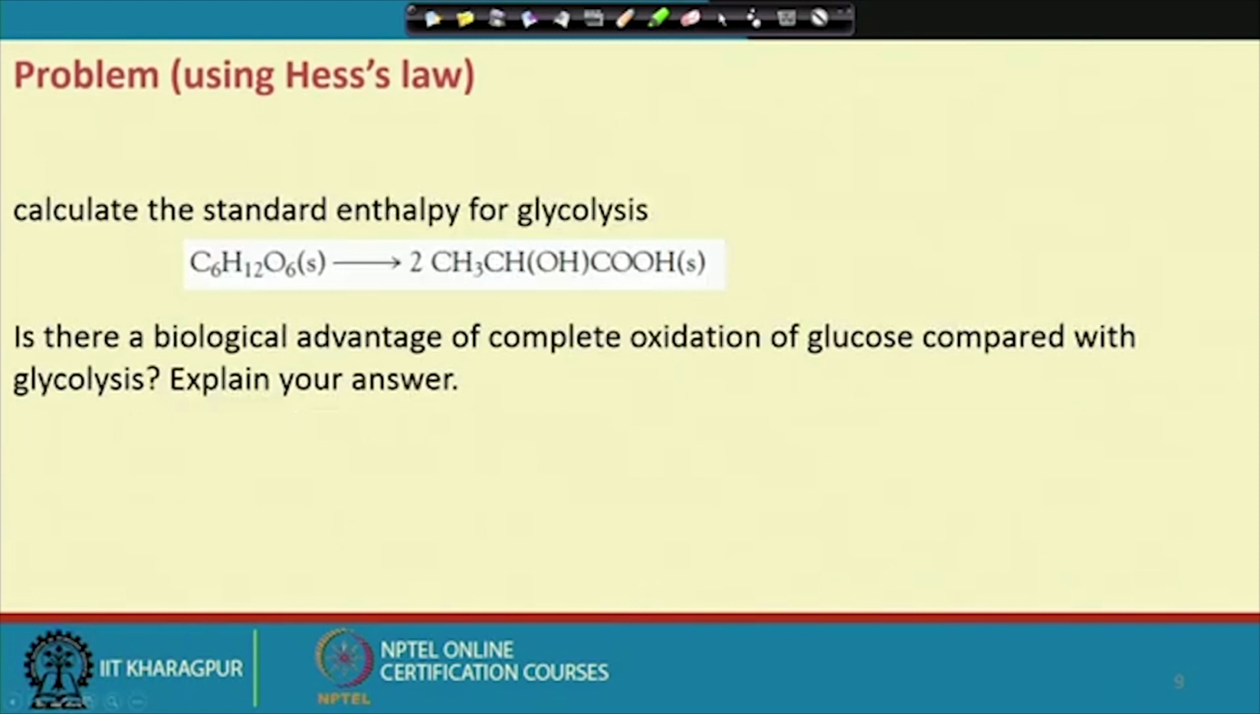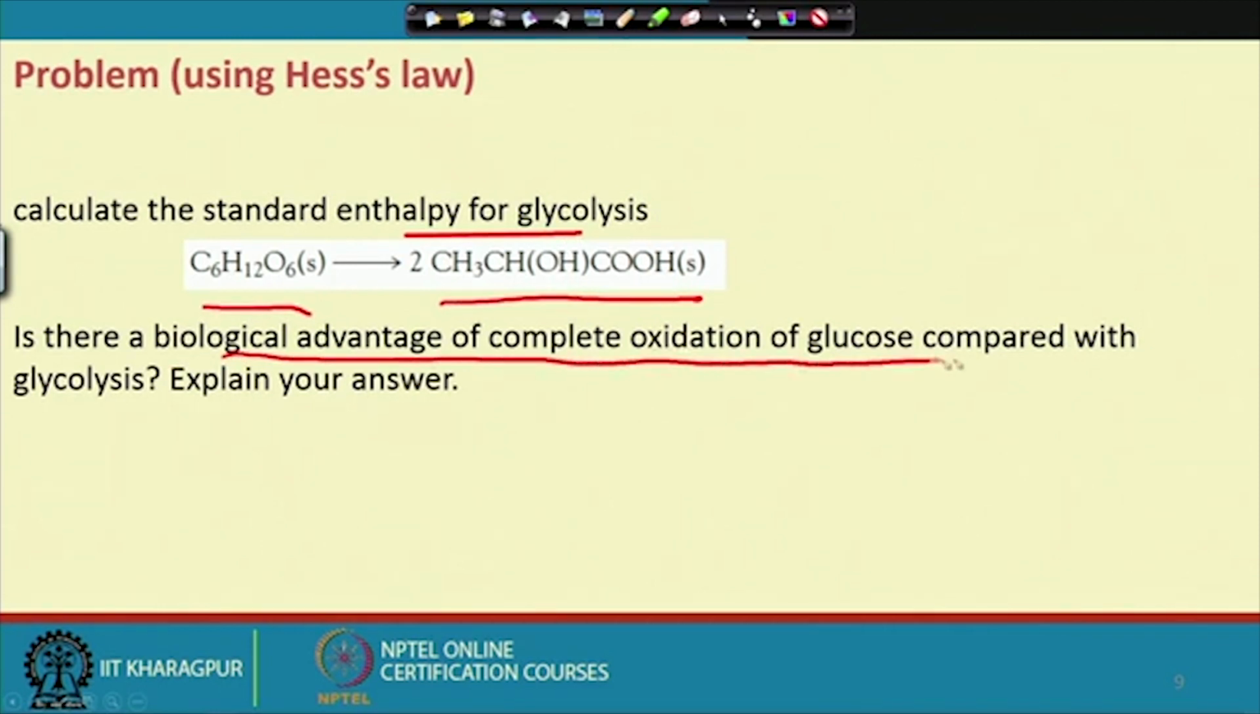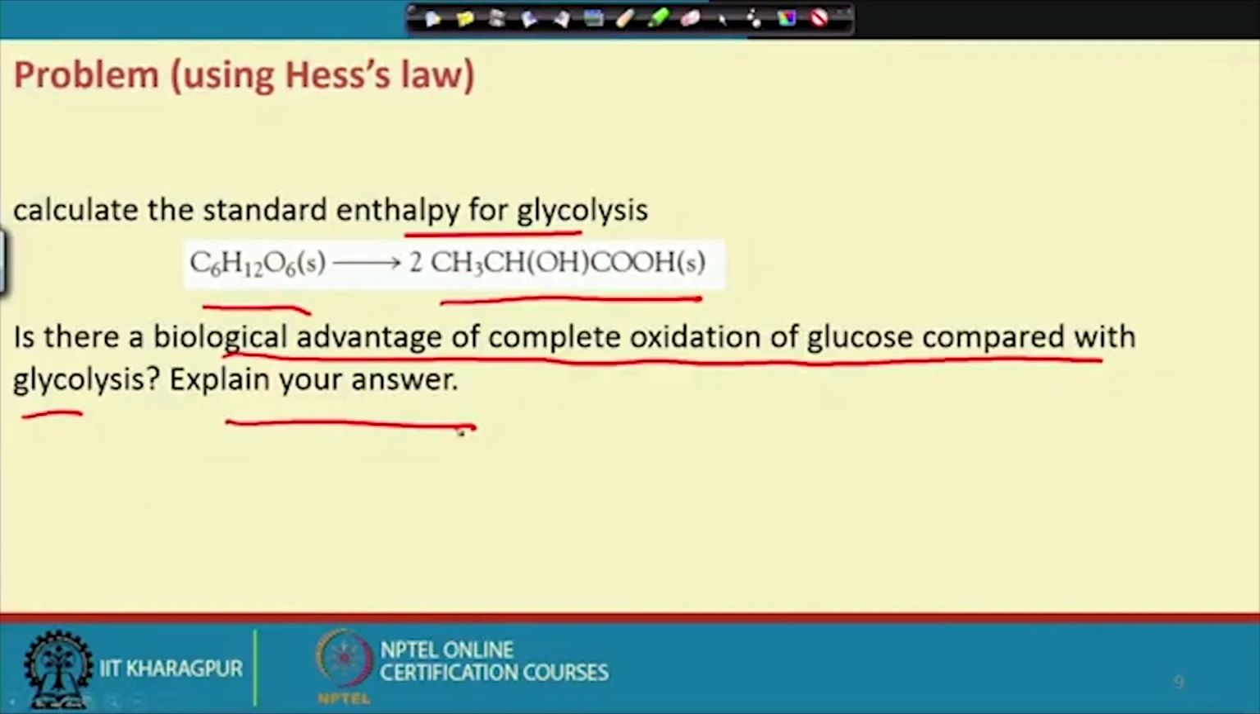Now, what we shall have to do is calculate the standard enthalpy change for glycolysis from glucose to 2 moles of lactic acid. Is the biological process of complete oxidation of glucose advantageous compared to glycolysis? Explain your answer. So, which one is more advantageous in the biological system from an energy point of view: glucose converted to carbon dioxide and water, or glucose partially converted to lactic acid? This problem deals with that.